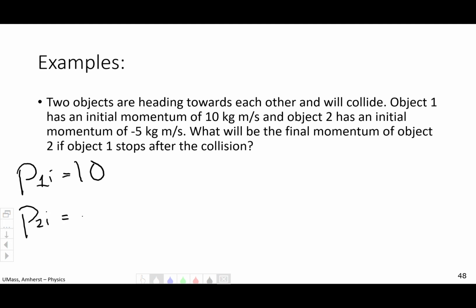P2 initial is -5. And then object 1 stops after the collision. P1 final equals 0. So P2 final is again our unknown.